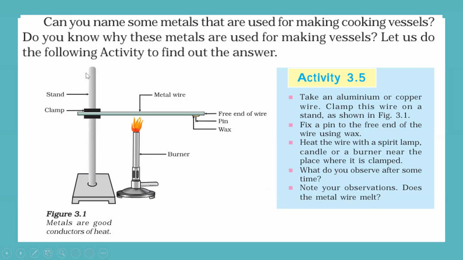See here, this is a stand and you have to clamp a metal wire. This is a metal wire. It has been clamped here. And to the free end of the wire, you're asked to fix a pin using wax. So this yellow color is the wax and this is a pin. And near that you have to switch on the burner. Once the burner starts burning, the heat is transferred from here to here. Because of this transfer of heat, the wax melts and the pin automatically falls down. That will be your observation.